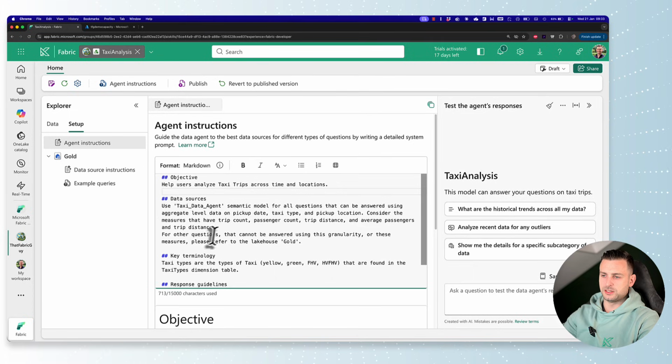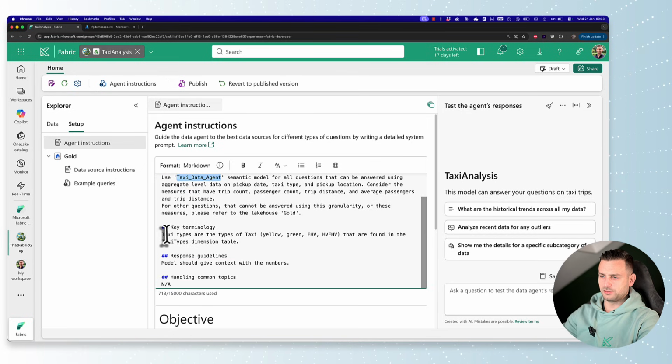I describe the data sources, and I want the model to use the taxi data agent semantic model for all questions that can be answered using the aggregate level of data, and considering measures that have the trip count, passenger count, and so on. For any other questions that cannot be answered on that aggregation level, or with those measures, maybe the user wants to know about the MTA tax amount, then we need to refer back to the Lakehouse called Gold.